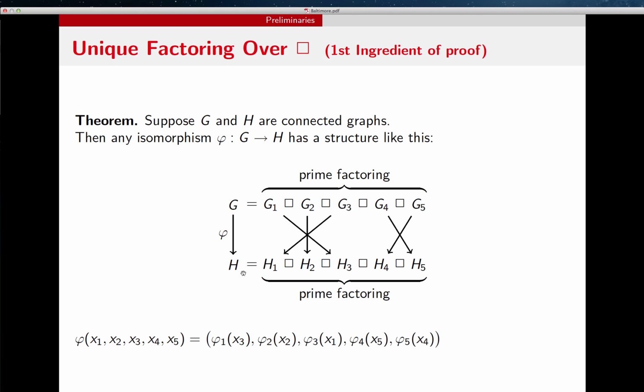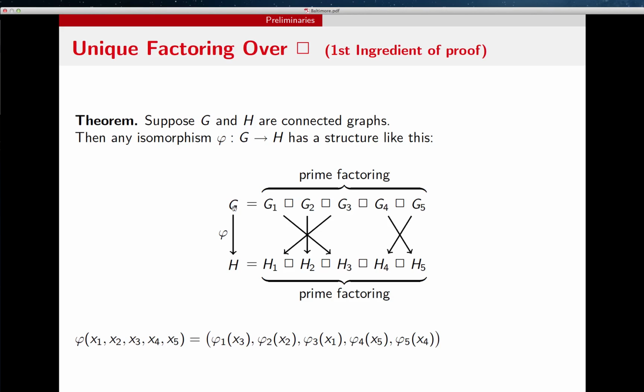Now, there are a couple of ingredients of our main proof. The first involves unique factorization over the Cartesian product, over box. Here's a theorem that we're going to use. Suppose G and H are connected graphs, and let's say they're isomorphic. There's an isomorphism phi from G to H. Then any such isomorphism has a structure that essentially looks like this.